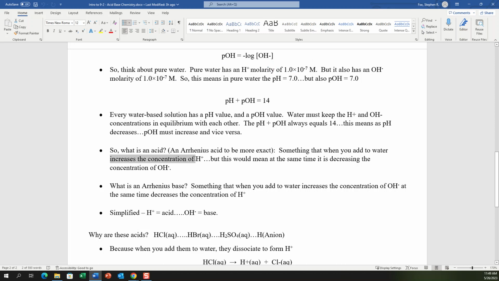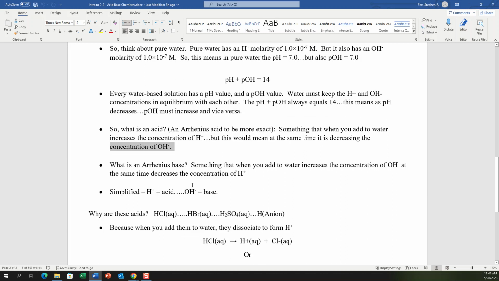It's increasing the amount of H plus in the water, and at the same time, it's decreasing the amount of hydroxide. So a base does the opposite. A base is something that when you add it to pure water, increases the concentration of hydroxide, and at the same time decreases the concentration of H plus. So really simplistic, something that produces H plus in water is an acid. So you want to think H plus, that's acid. Something that produces OH minus in water is a base. OH minus is base. And what do acid and base do to each other? When OH minus comes in contact with H plus, they neutralize each other and form HOH, which is H2O.